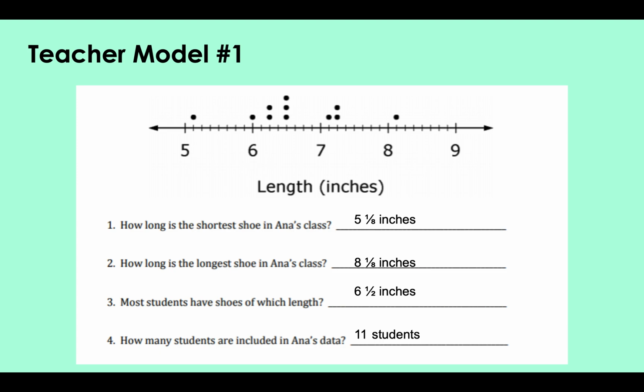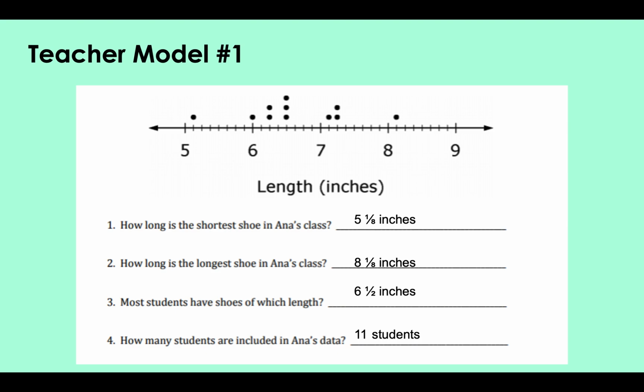Teacher Model 1. How long is the shortest shoe in Anna's class? So I'm looking at the dot that has the shortest length in inches, and I see that the dot closest to the 5 is the shortest shoe, and it's 5 1/8 inches. Number 2, how long is the longest shoe in Anna's class? So now I'm doing the opposite. I'm looking at the end of our number line. The longest length is 8 1/8 inches.